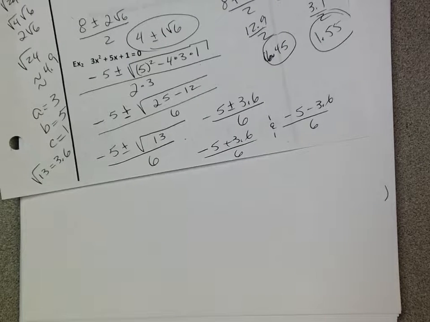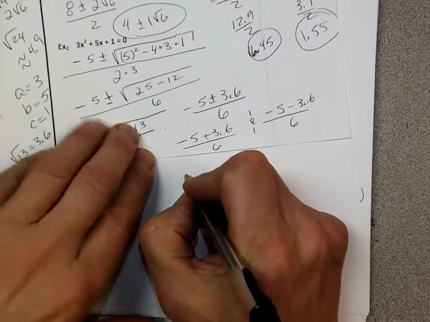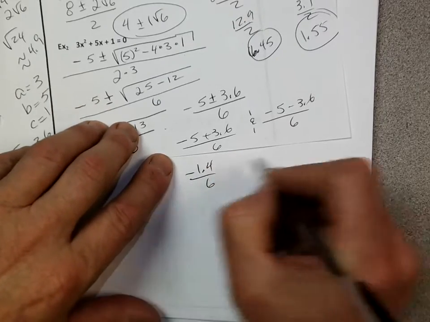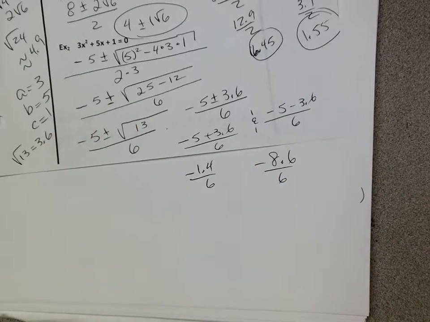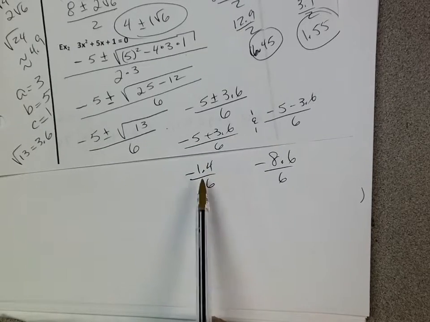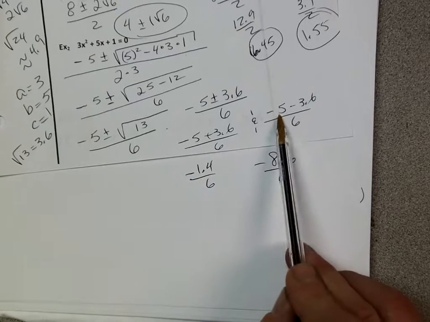However, what if we wanted to graph this and we wanted both x? We'd have to take it further, right? Does that make sense? If we wanted to know exactly where to put the points, we'd have to take it down to two numbers, right? So, right, could have a negative 1.4 over 6, negative 8.6 over 6, okay? Are we good? Negative 5 plus 3.6 and negative 5 minus 3.6.